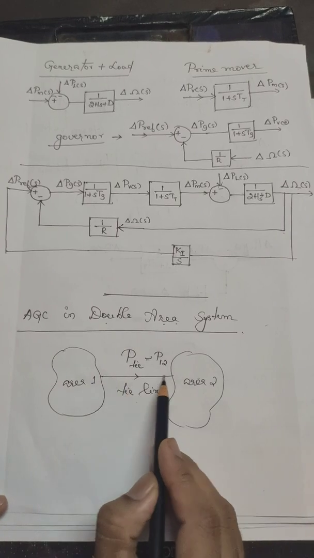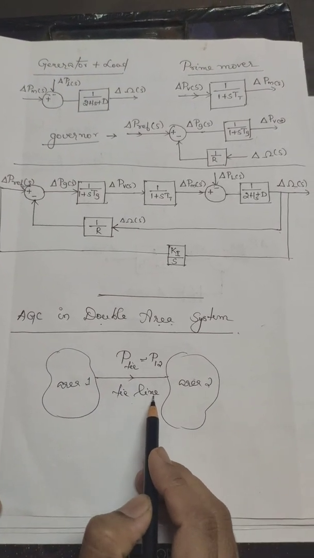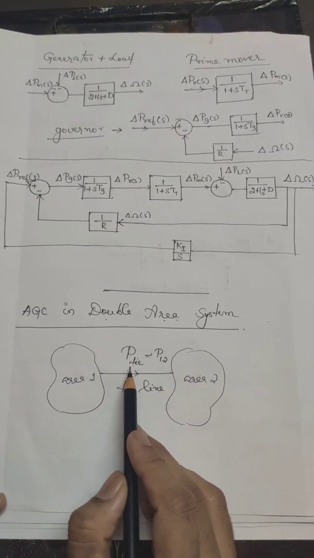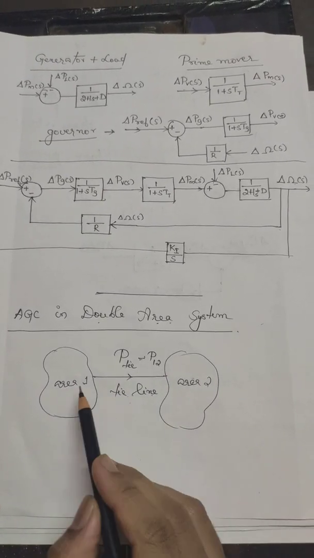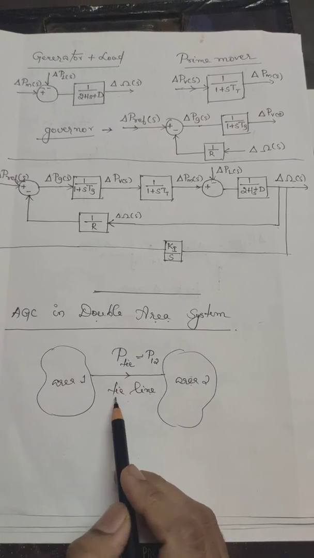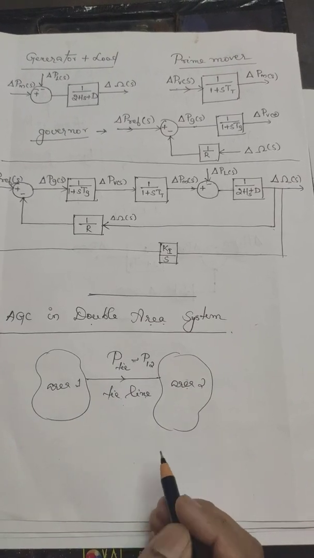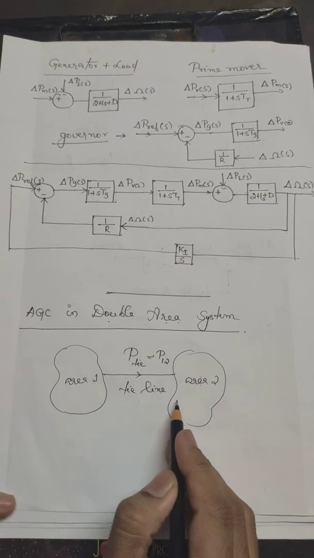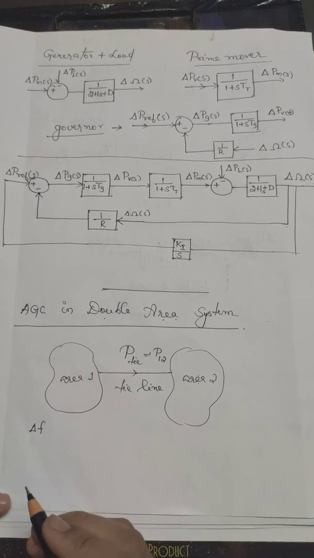The transmission line connecting these two areas is known as a tie line, and the power flowing through the tie line is known as tie line power interchange, denoted as P tie. The areas will be capable of interchanging power through the transmission line, and this power is known as tie line power interchange. So in case of a double area system, the AGC has to maintain the frequency deviation within limits.